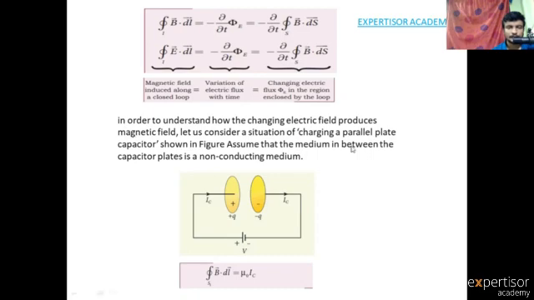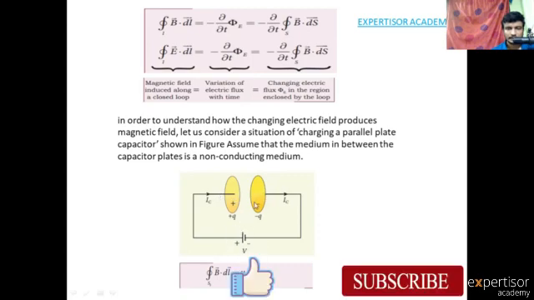Here, in order to understand how a changing electric field produces a magnetic field, let us consider the situation of charging a parallel plate capacitor shown in the figure, assuming that the medium between the capacitor plates is a non-conducting medium. This is the parallel plate capacitor. The first plate is positive, the second one is negative.